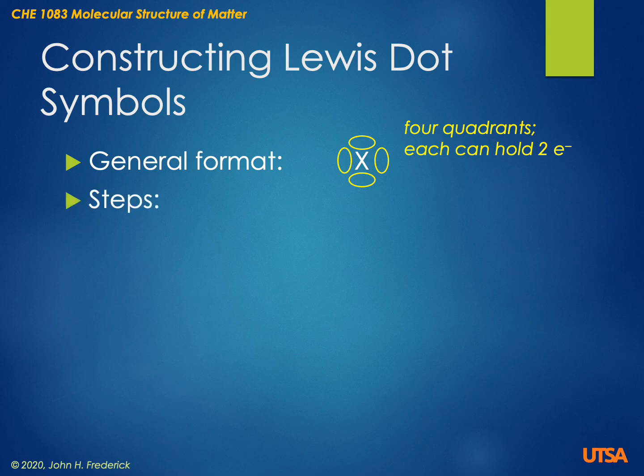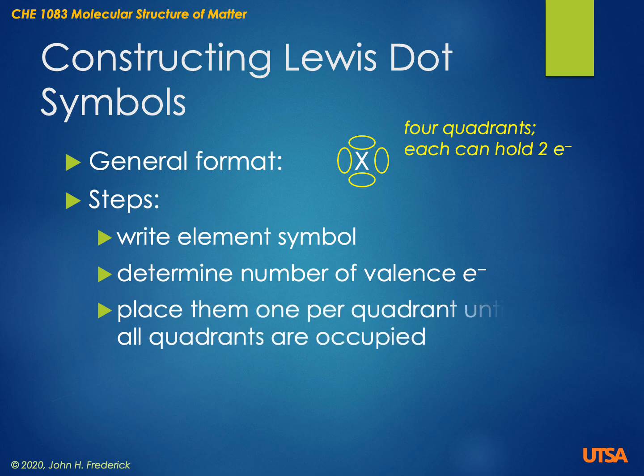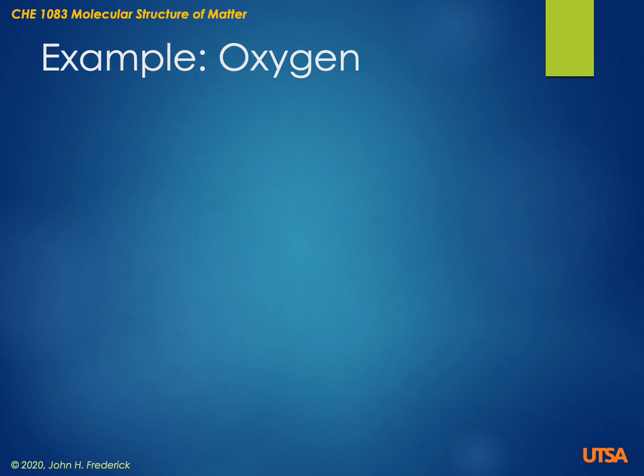So the steps that we're going to follow: we're first going to write the elemental symbol. We're then going to determine the number of valence electrons that that element has. We can do that from the periodic table if we wish. We're going to place electrons 1 per quadrant until all of the quadrants have a single electron. And then for subsequent electrons, we're going to add a second electron to those quadrants until we've used up all of the valence electrons. It's probably simplest to see this in action.